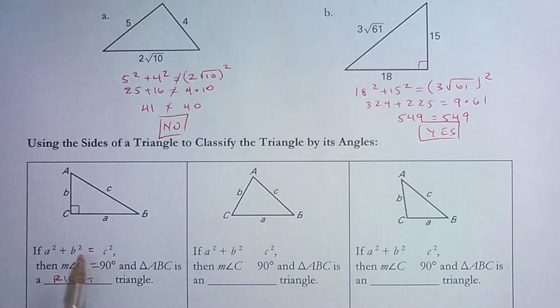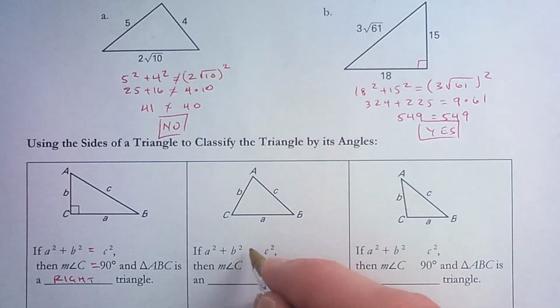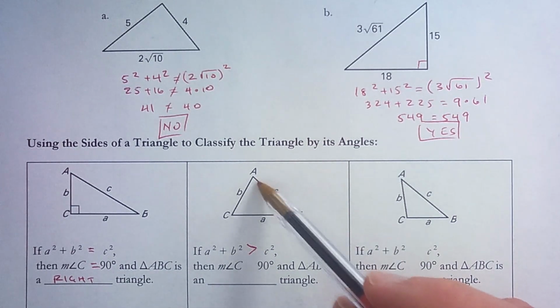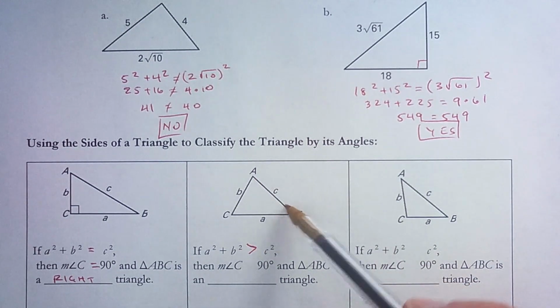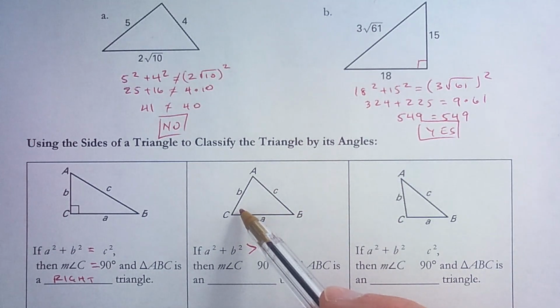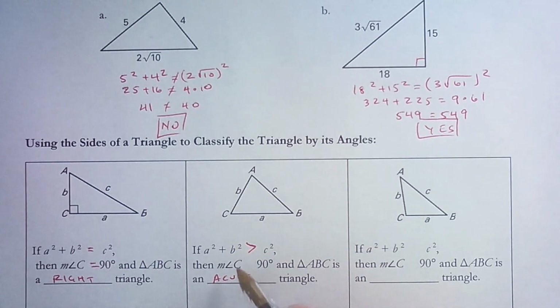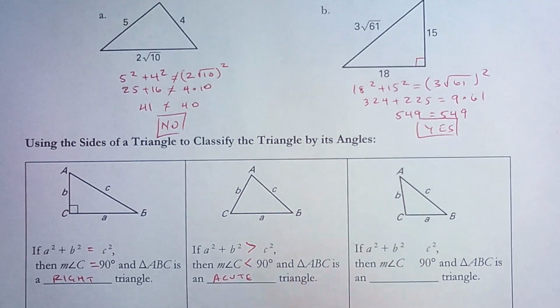Okay, but what if a squared plus b squared is not equal to c squared? So if a squared plus b squared is greater than c squared, what that actually does is it forces side c here to be a little bit too short for angle C to be a right angle, which means this is an acute triangle. So angle C is less than 90. So we now have an acute triangle.